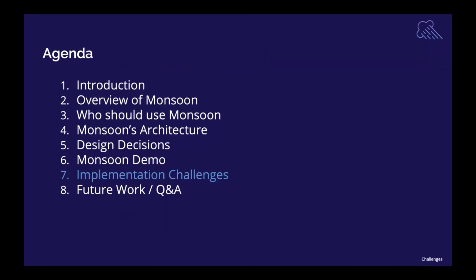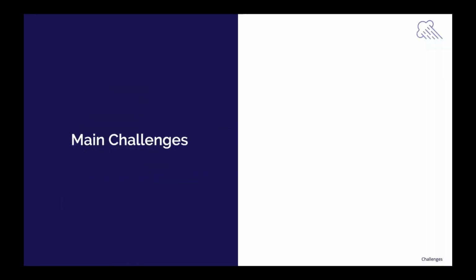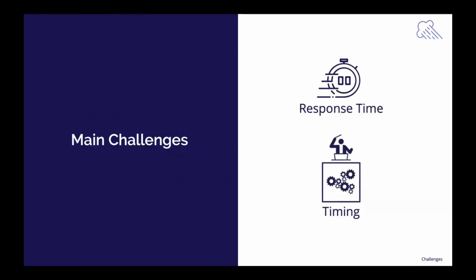Now that we've seen a demo of Monsoon, let's move on and examine some of the implementation challenges we faced while building Monsoon. Two challenges stand out in particular. The first relates to metrics, specifically to response time, and the second relates to timing. Let's explore the metric issue first.